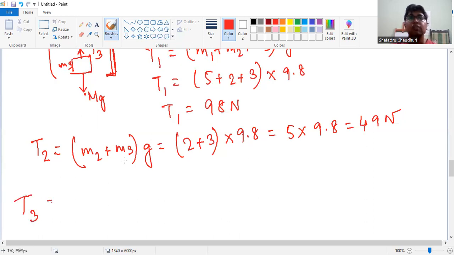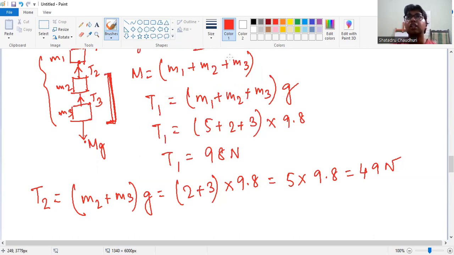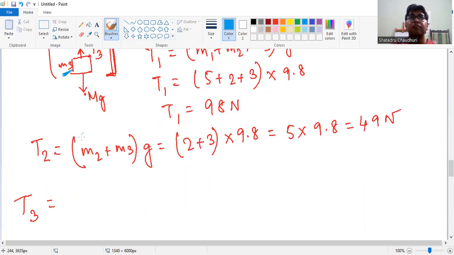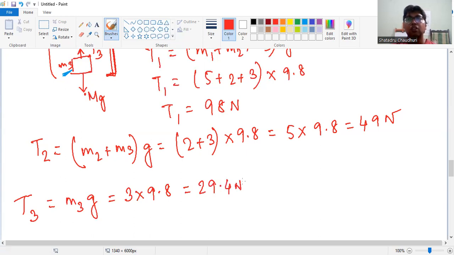And obviously in case of T3, if I talk about T3, then it is quite obvious that the force acting at this particular point is balanced by simply the mass M3. So in this case, I can write T3 equals M3 g, which is equal to 3 into 9.8, that is equal to 29.4 Newton.